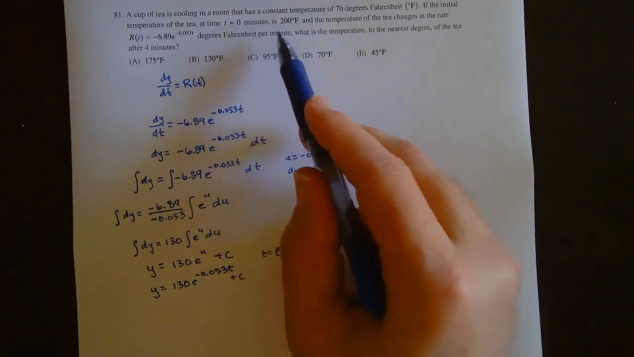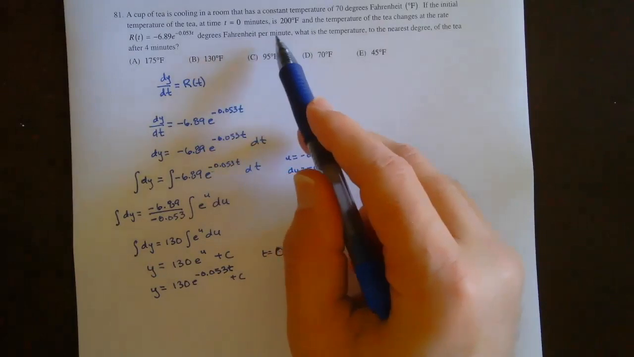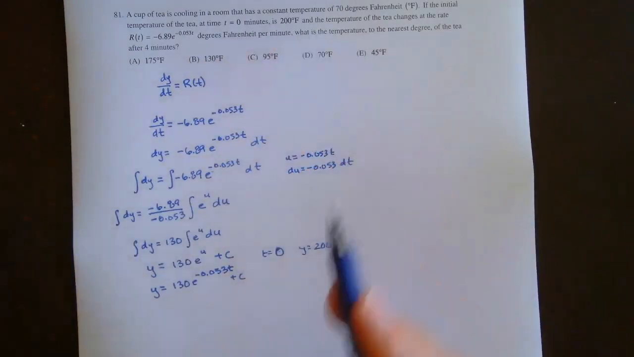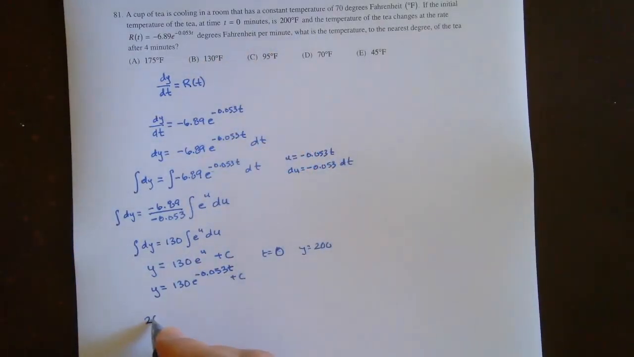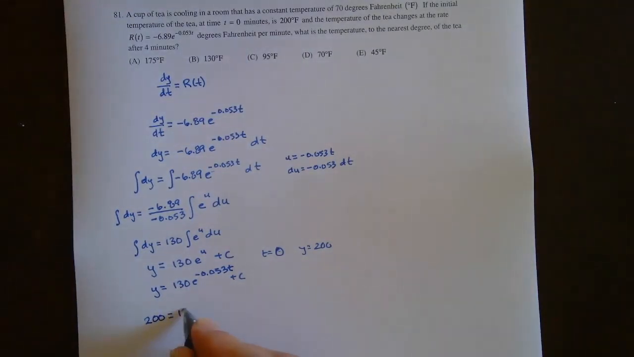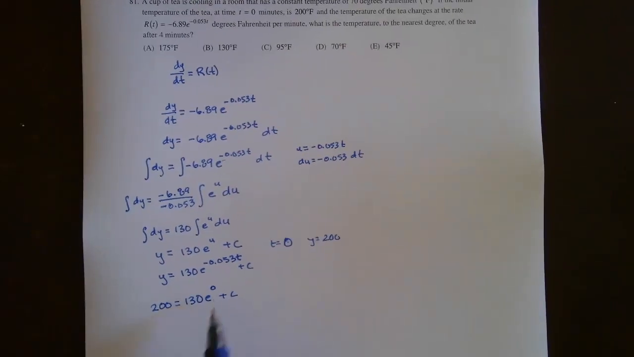At time t equals 0, it's 200 degrees Fahrenheit, okay? So that means 200 is equal to 130 e to the negative 0.053 times the t value of 0, right? So that's just going to be 0 plus c. e to the 0 is 1. So 200 is equal to 130 plus c. So 70 is equal to c.